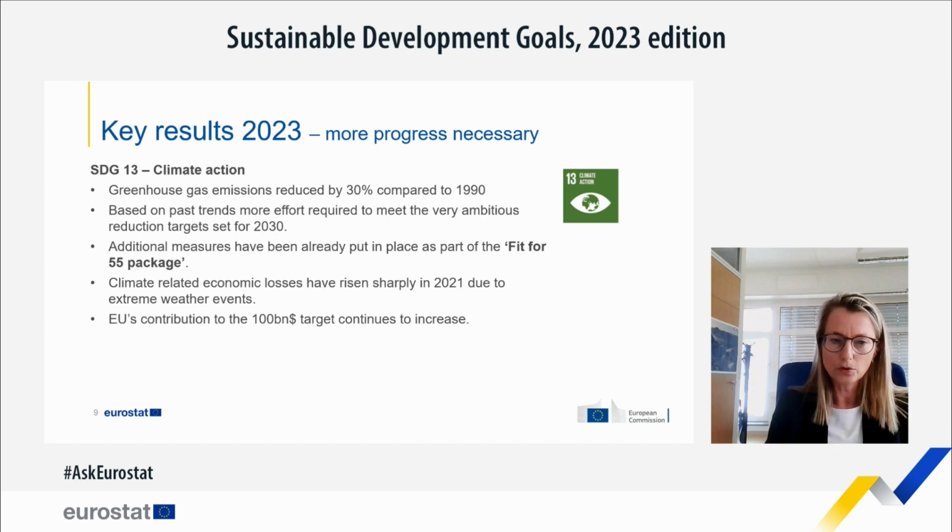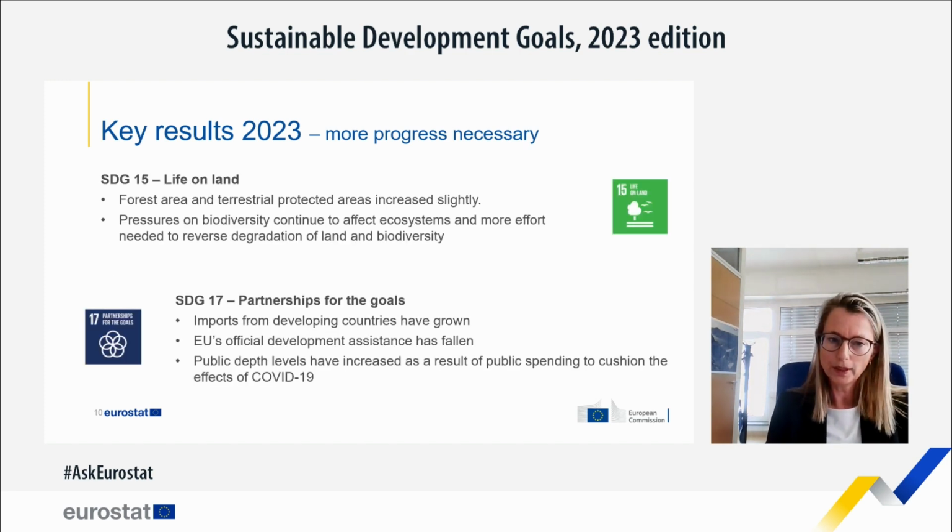Then the last two goals, which I would like to mention in more detail, is SDG 15, life on land. There we have some positive developments, like the forest area and the terrestrial protected areas increased slightly. But on the other hand, we still see pressures on biodiversity, and we have to do more to reverse degradation of land and biodiversity.